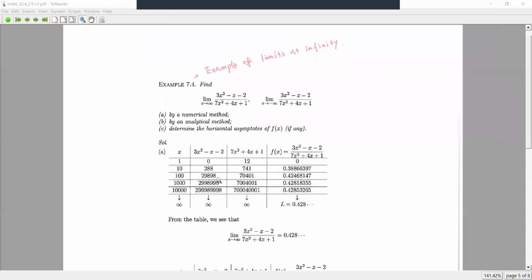Here is the solution to part A. To find this limit, I make this table. From the table, we can see that as independent variable x approaches infinity, the numerator of the function approaches infinity. Denominator also approaches infinity. But the function approaches some finite number. This number is the answer of this limit.